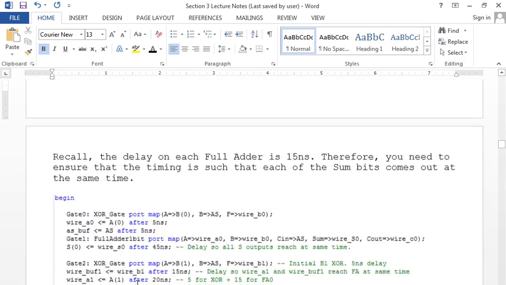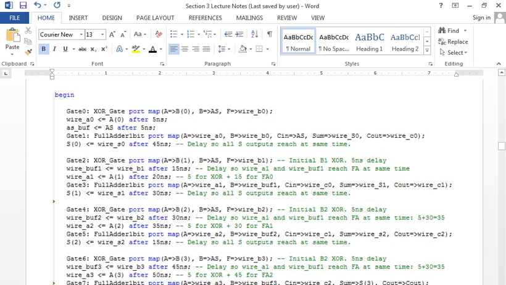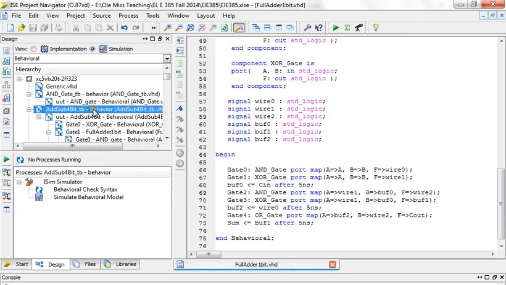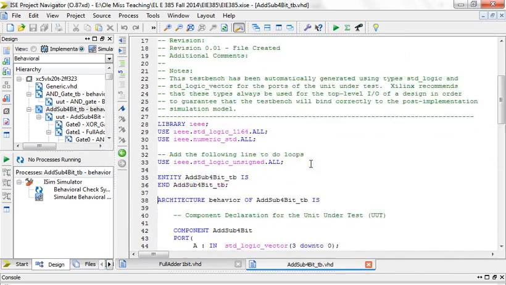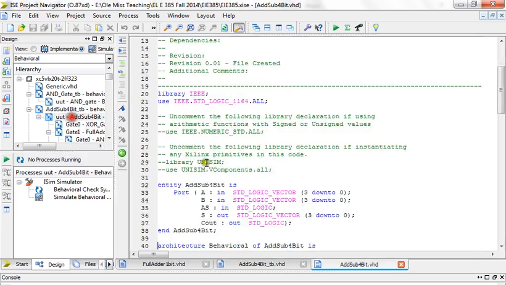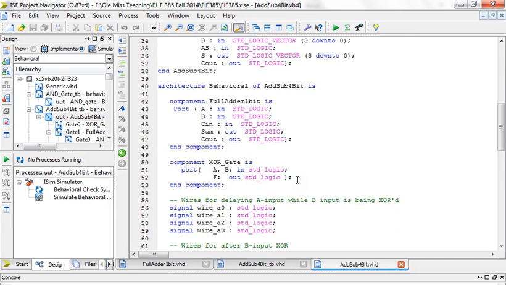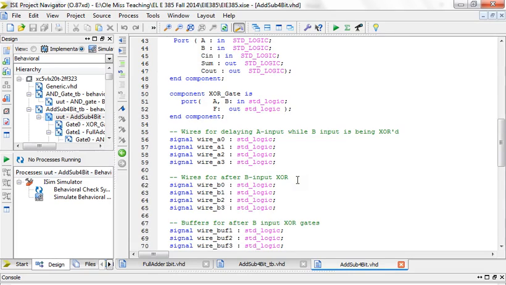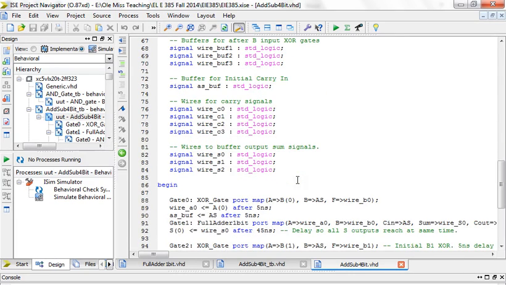So, doing this at the VHDL level. This is my VHDL code that I did for a 4-bit add/subtractor circuit. That's the test bench. Same thing: I have 3 STD logic vectors, 3 down to 0. I have a component and an XOR gate, and I did all these wires. I'll ask you that question in a second.